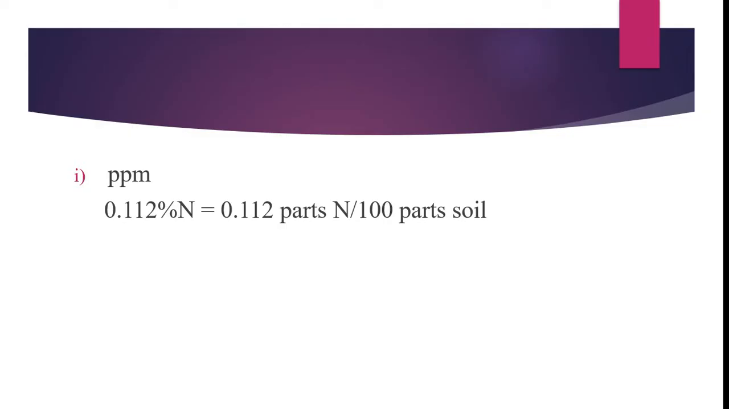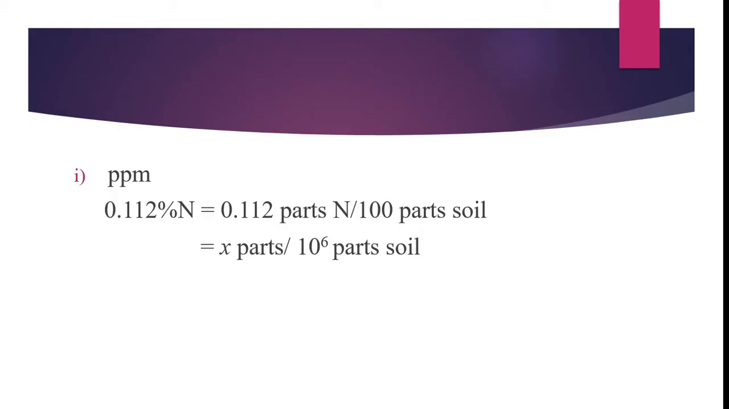But from the question we have to determine the parts of nitrogen in a million parts of soil. That is parts per million. You understand? ppm, parts per million. So how much nitrogen is there in a million of soil? If you have 0.112 parts of nitrogen in 100 parts of soil, how much would it be in a million of soil? So in a million of soil, x parts would be there. A million is just 10 to the power 6 parts of soil.